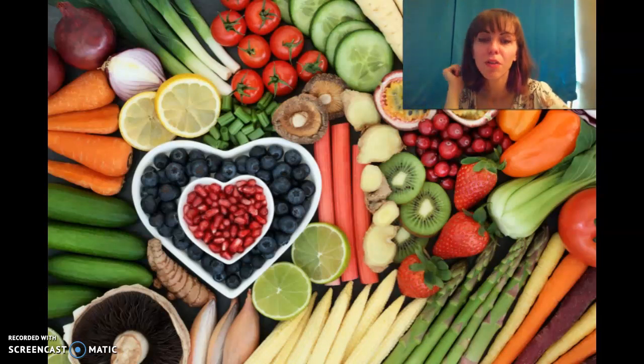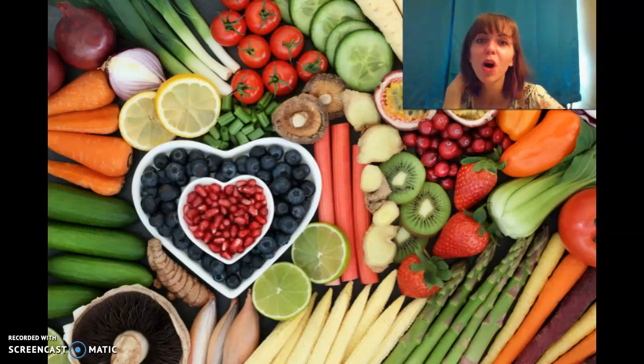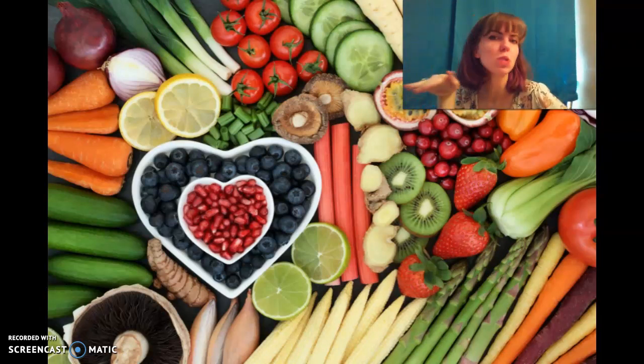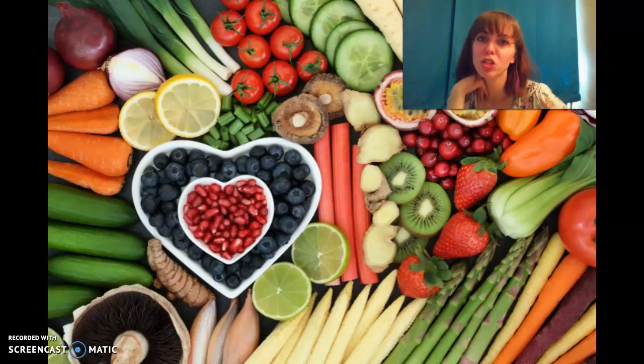So remember from the article, healthy foods are fruits or vegetables. They're usually colorful. They have nutrients and minerals. They do not have a lot of fat, sugar, or salt.